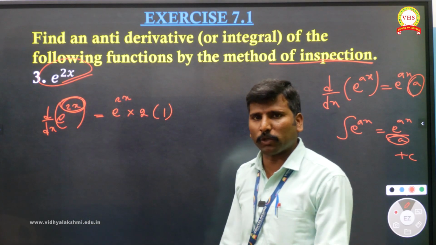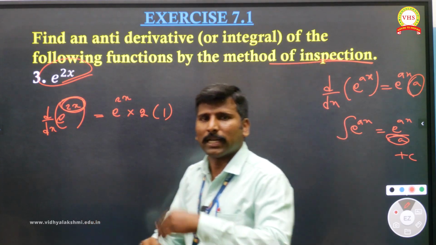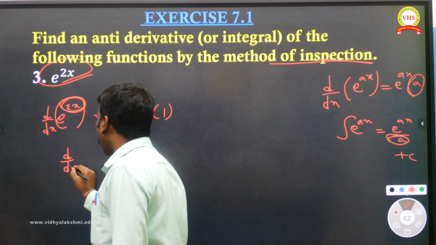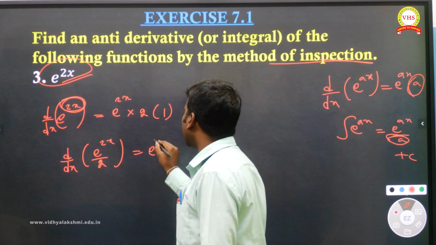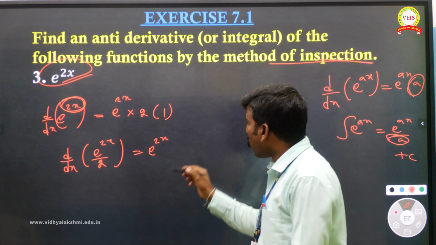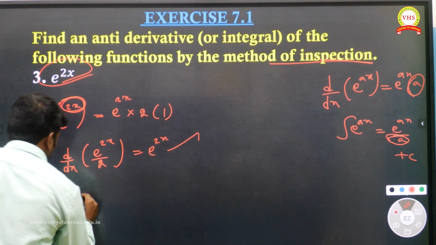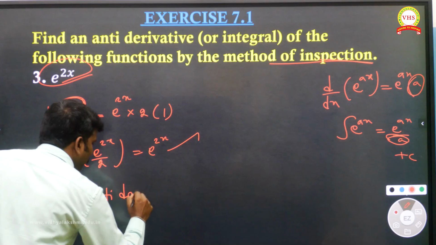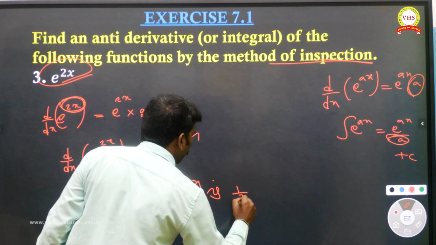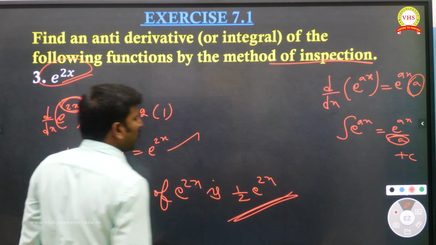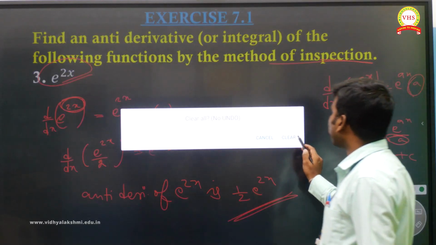I need only e power 2x. You can see the question: e power 2x alone I need. I don't want this 2 into 1. 2 into 1 is 2. Multiply 2, when you send it opposite, divide. Which means the derivative of e power 2x divided by 2 is equal to e power 2x. Which means that the antiderivative of e power 2x is 1 by 2 into e power 2x, my required answer. Understand, children? Right.